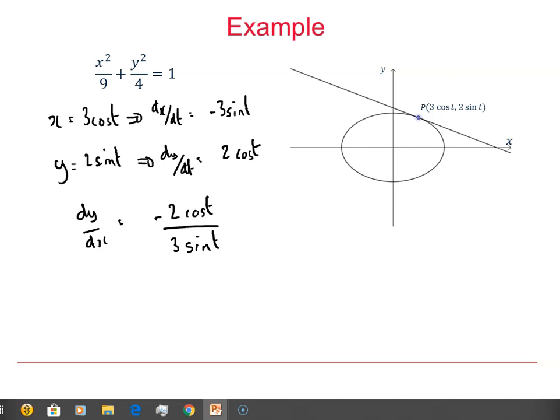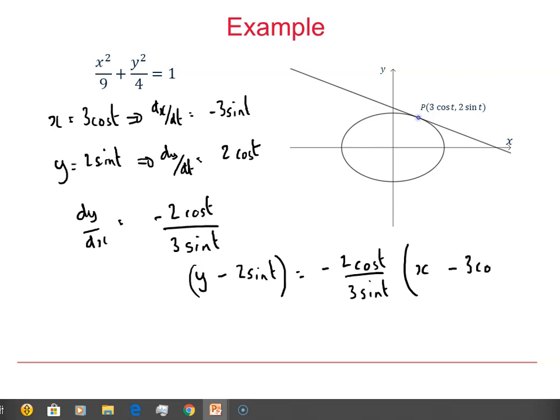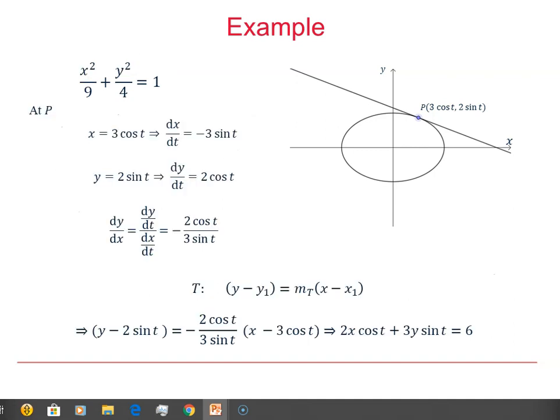So the tangent will then have equation y minus y1, so that's y minus 2 sin t, is equal to the gradient, which is negative 2 cos t divided by 3 sin t, multiplied by x minus x1, which is x minus 3 cos t. So there it is written out again. Just pause, make sure that you can get that result, and then finally it has been tidied up to give us this expression: 2x cos t plus 3y sin t is equal to 6.